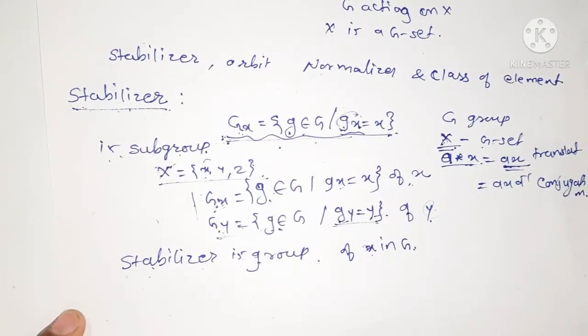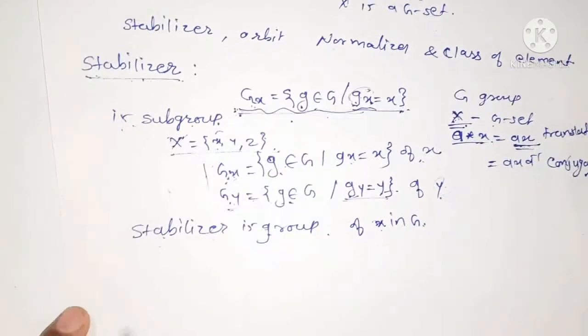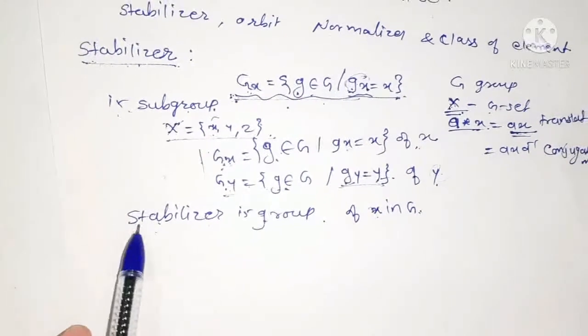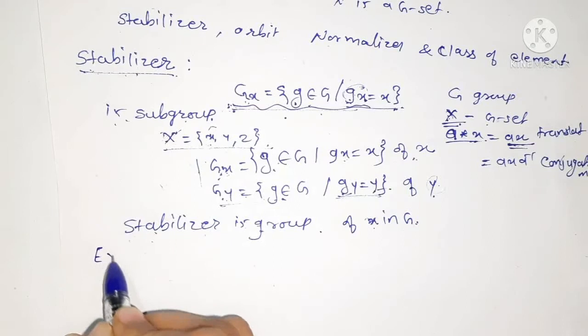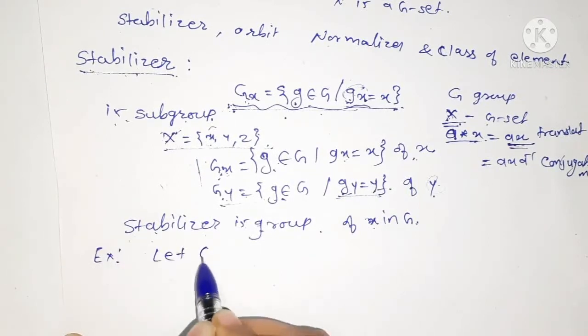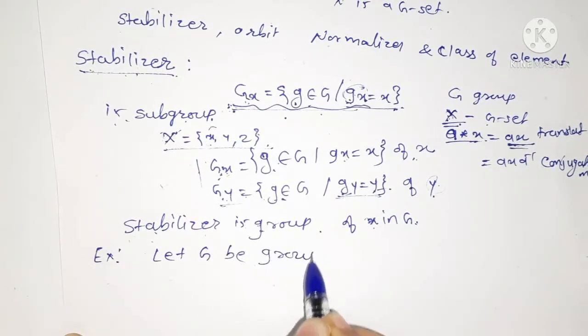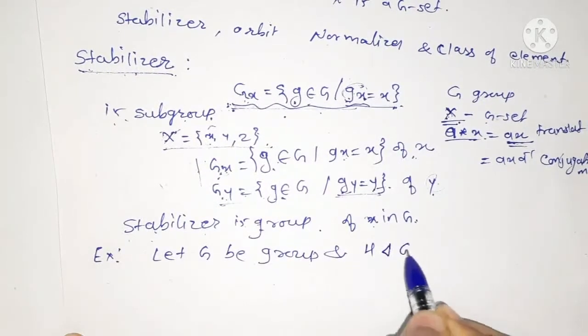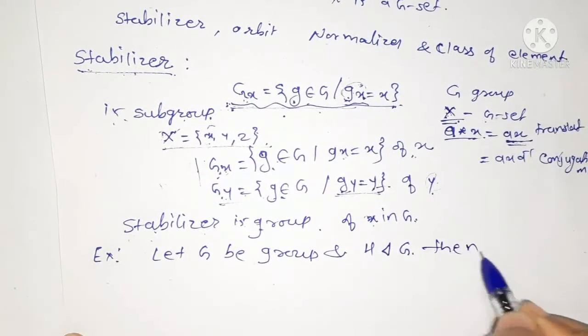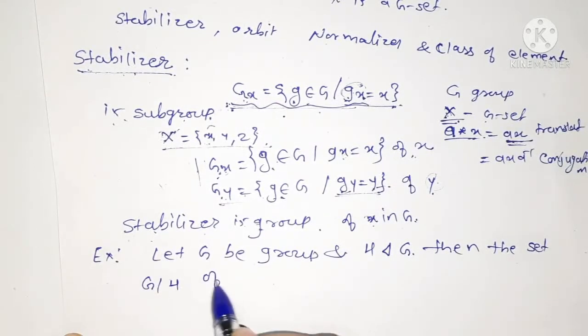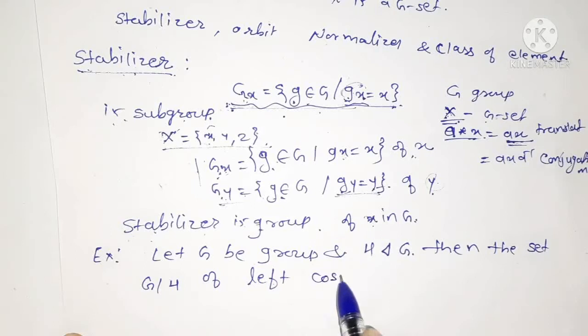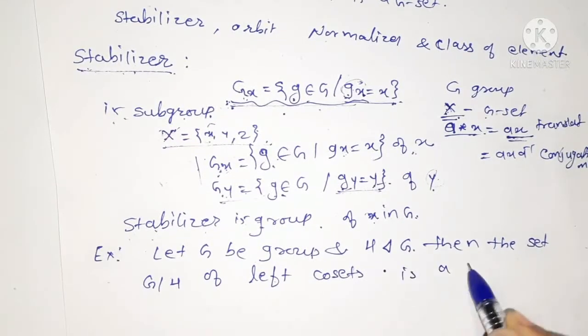We see an example of the stabilizer group as we have seen examples of G-sets. So we take a G-set and find the stabilizer of that. See in an example: let G be a group and H a normal subgroup of G. Then the set G by H of left cosets is a G-set.